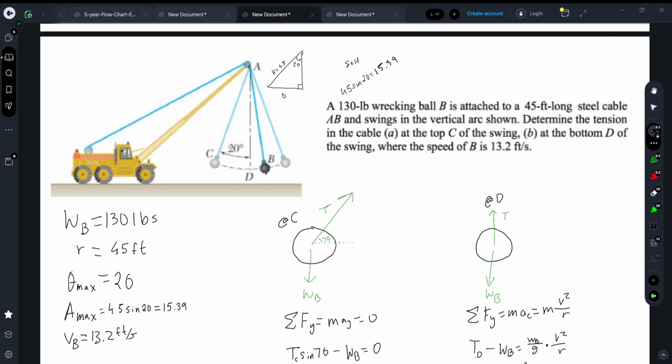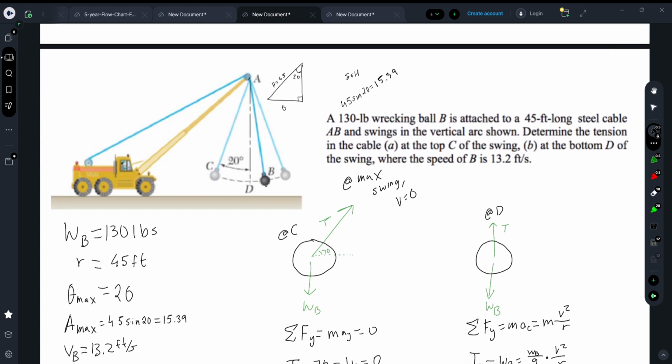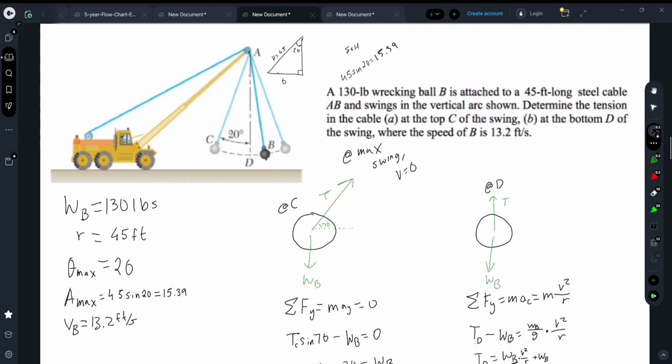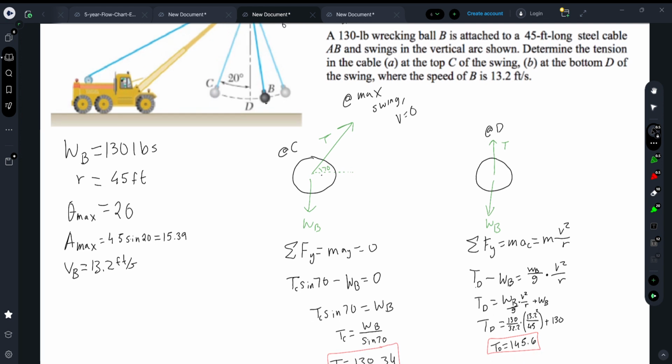So this one, kind of the key here was recognizing that at max swing, velocity equals 0. So we have the weight of the ball going down and the tension, and we have the force of tension going up at an angle. And since this is 20 degrees, I said this was 70 degrees. I know that really doesn't matter, but I just like to have my sines be y and my cosines be x. So anyway.